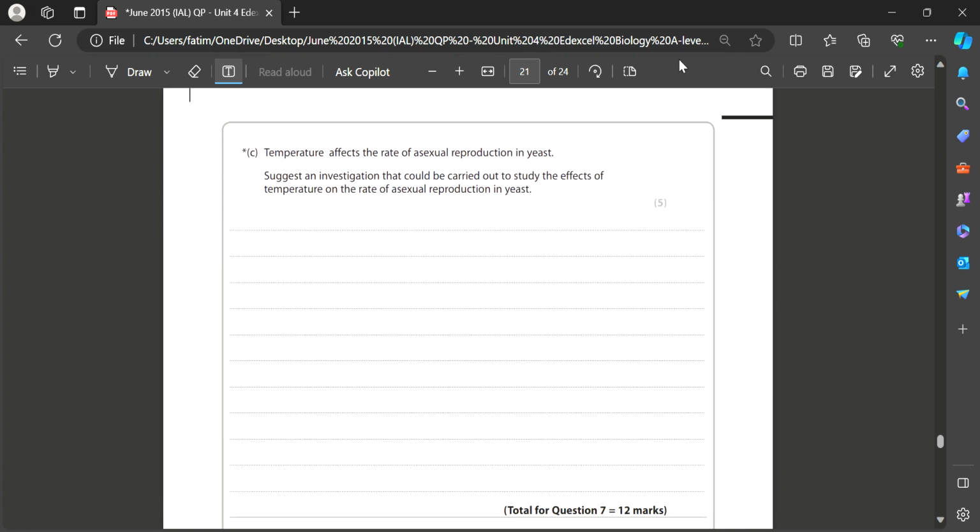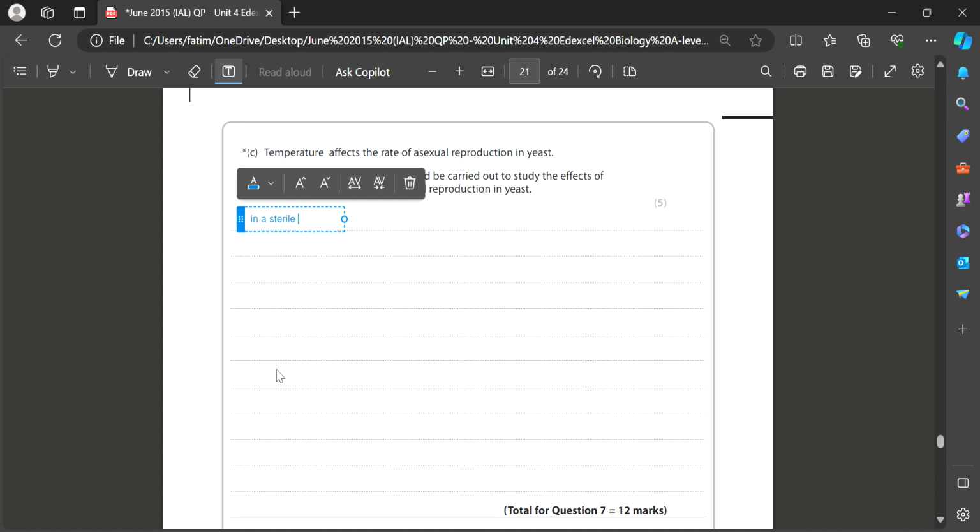This is an asterisk question, so we need to be careful about how we write it. We need to suggest an investigation that could be carried out to study the effects of temperature on the rate of asexual reproduction. Okay, so I'm going to be writing a whole thing. You probably would have done this experiment in school. We've done a yeast cell one.